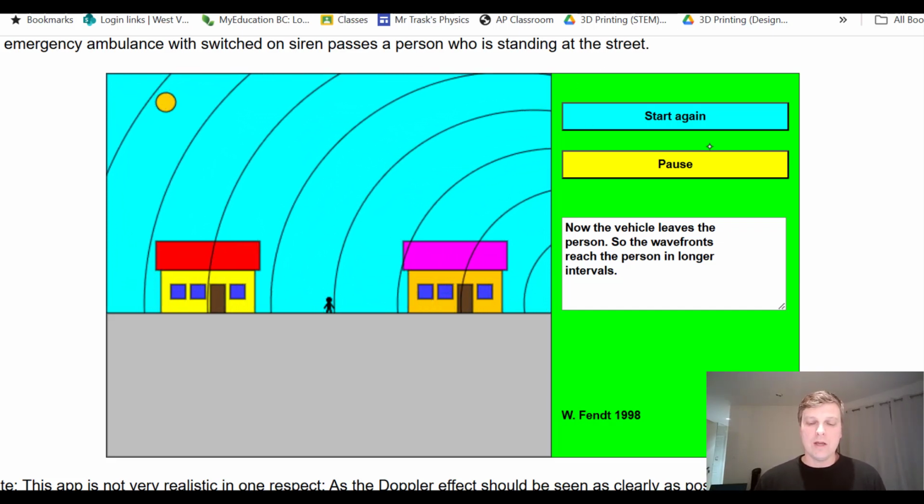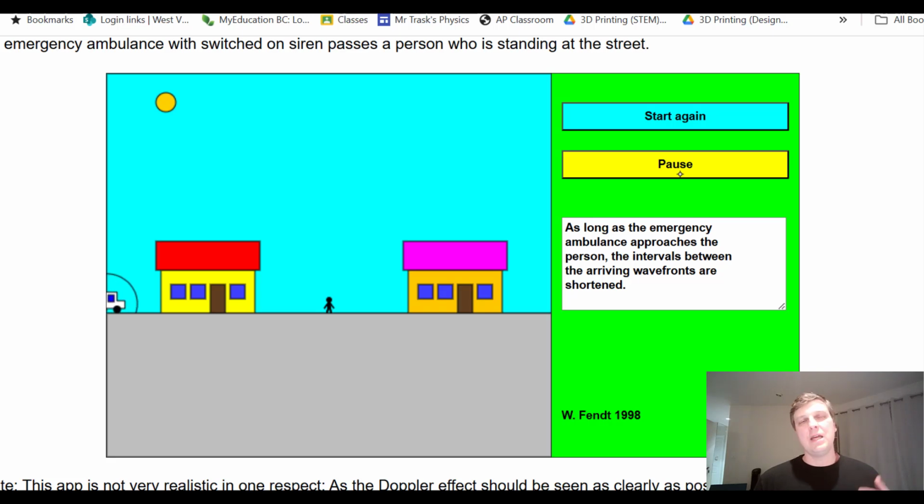Now, it's worth noting that we talked about this as the object moving towards the observer, but of course this would be the same if the observer was the one moving. Maybe this little person, instead of standing around, is on a skateboard zooming towards a stationary ambulance. Well then, in that case, they're approaching the source of the sound, and they're going to hear higher frequency sounds as they approach. And then once they go past, they're going to hear the lower frequency sounds, because all motion is relative.